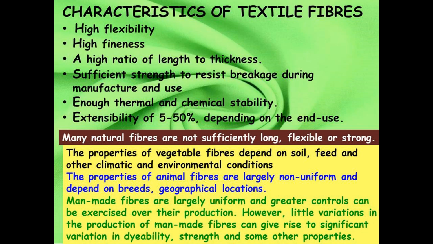The properties of vegetable fibers depend on soil, feed and other climatic and environmental conditions. The properties of animal fibers are largely non-uniform and depend on breed and geographical location. Man-made fibers are largely uniform and greater controls can be exercised over their production. However, little variations in the production of man-made fibers can give rise to significant variations in durability, strength and some other properties.